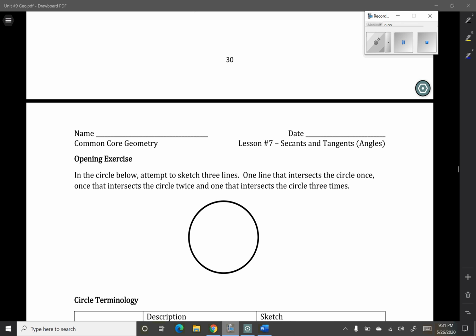Everybody, welcome to the video here for lesson number 7 on secants and tangents, just talking about their angles today. So we're going to learn a couple of new vocabulary words today, secants and tangents being them. But before we do that, let's try the opening exercise.